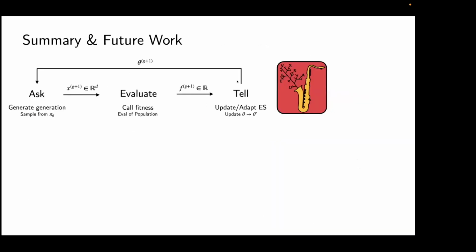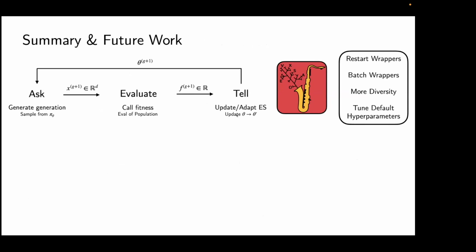Maybe just to wrap up, I showed you a little bit of evolution strategies, the diversity of the strategies, and these small utilities. What I'm currently working on is adding restart wrappers. Oftentimes when an evolution strategy converges, one restarts it by scaling up the variance to see if this is a local optimum or if you can find a better global optimum. I want to implement batch wrappers so that you can roll out multiple evolution strategies collectively. I want to add more strategies, tune the default hyperparameters, and so on.